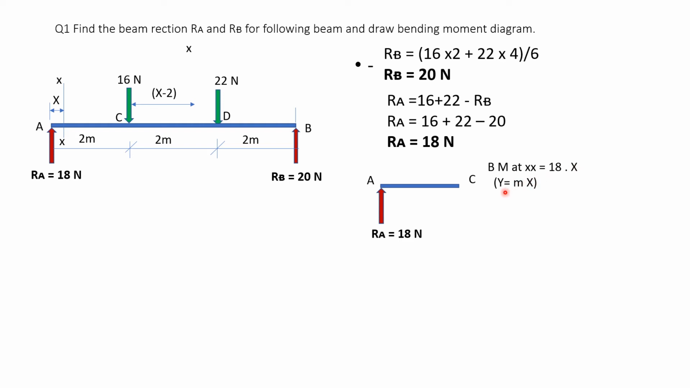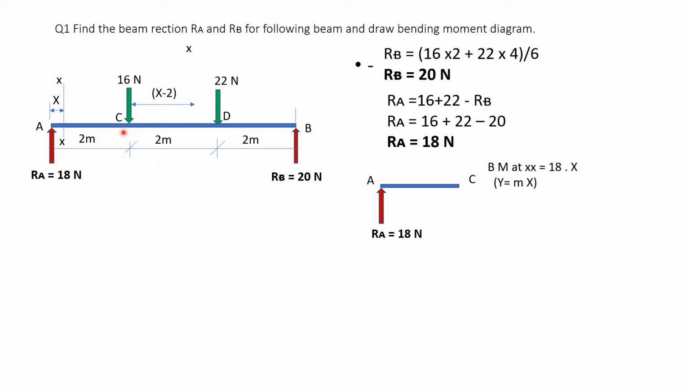Now this is very similar to y is equal to mx, where m is 18 and this is x. So if x is, say, 0.5 from A, then this becomes 18 into 0.5, that is 9 Newton meter. Now if I substitute x is equal to 1, that is, I shift the section line to 1 meter from A, what will happen? The x value will be 1 and it will be 18 into 1, that is 18.